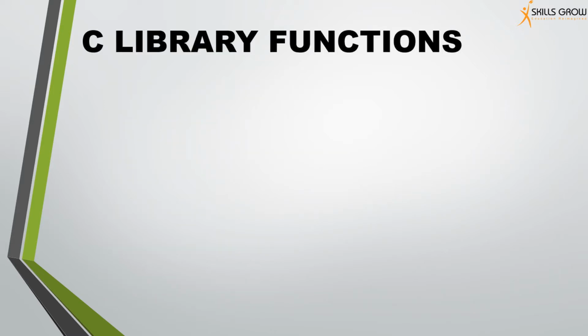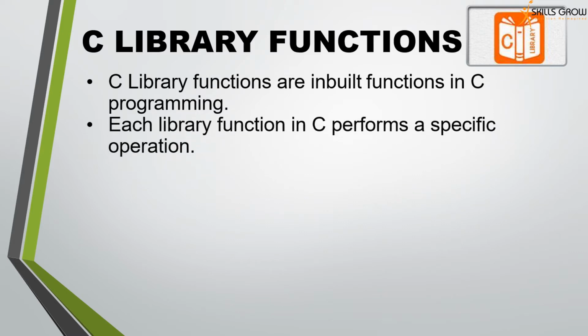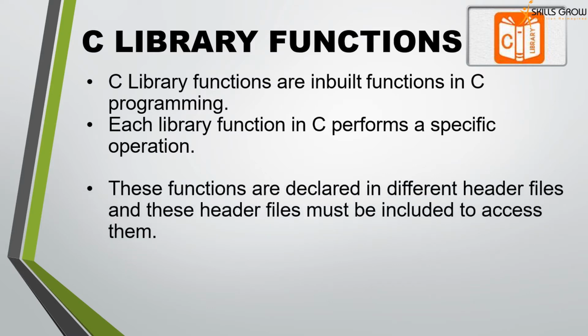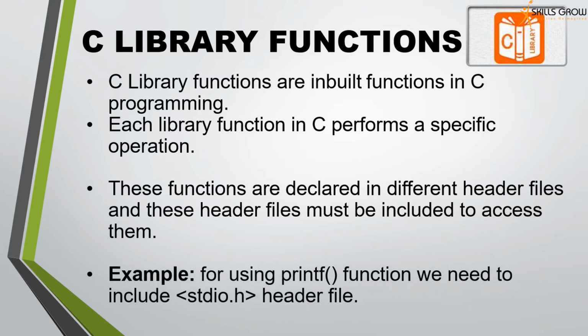C library functions. What are C library functions? These are inbuilt functions in C programming. Each library function in C performs a specific operation. The function prototypes and declaration of library functions are given in various header files. These header files must be included in the program to use them. Example: for using printf library function, we need to include STDIO.H header file.